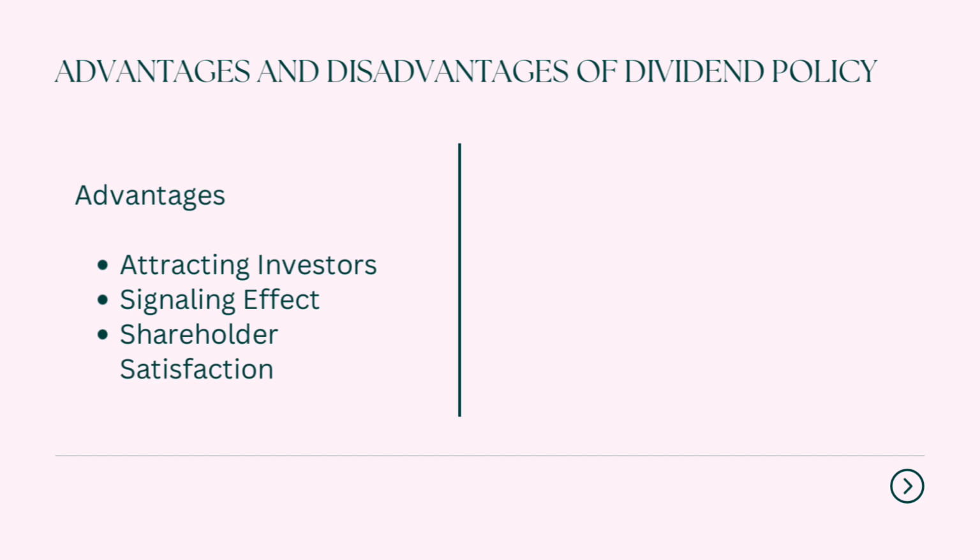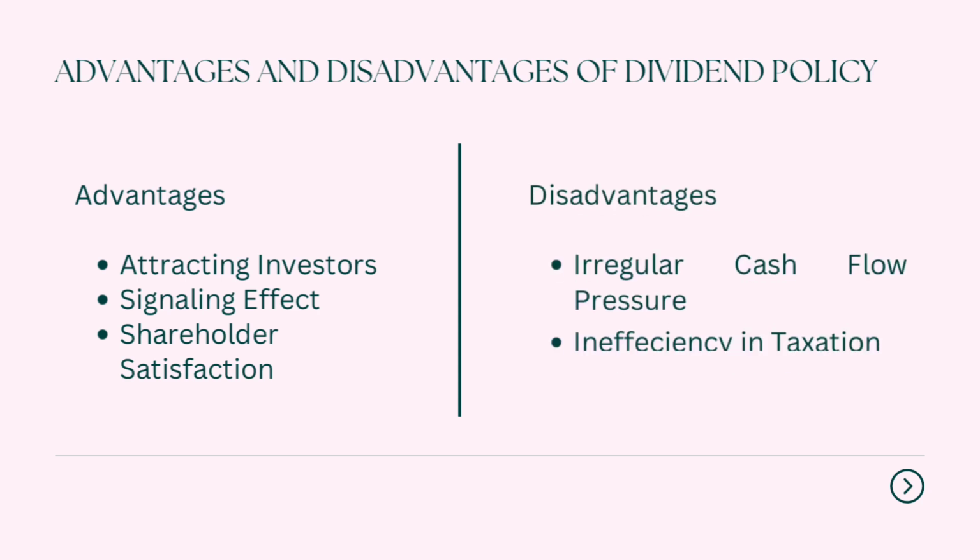Next, we are going to talk about the advantages and disadvantages of dividend policy. The first advantage of dividend policy is attracting investors. Income-oriented investors are drawn to companies with consistent dividend payouts. The second one is signaling effect. Stable or increasing dividends signal financial health, potentially attracting more investors. Last one is shareholder satisfaction. Regular dividends provide income to shareholders, increasing investor confidence and satisfaction.